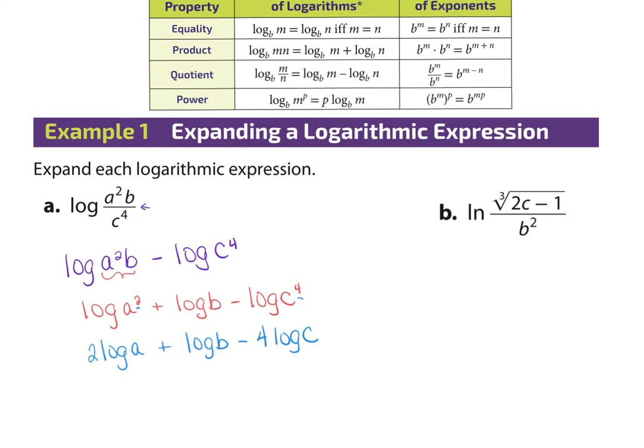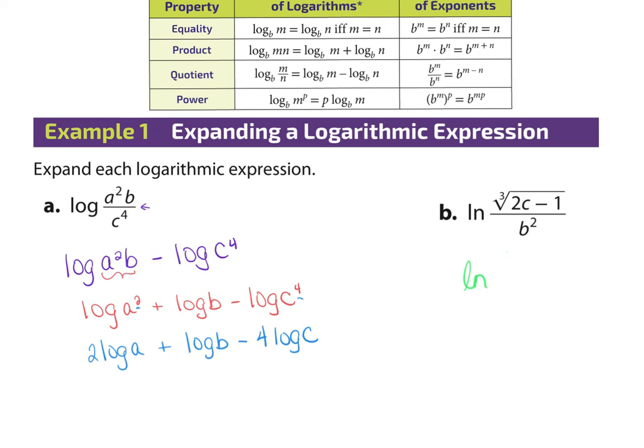The next one utilizes a root. Now remember, a root is just another form of an exponent, right? So anytime I have a root, I'm going to rewrite it as an exponent before I start expanding it. And so what's my base on this guy? Base e, right? When you see ln together, it's a natural e. It's a natural number e, base e.